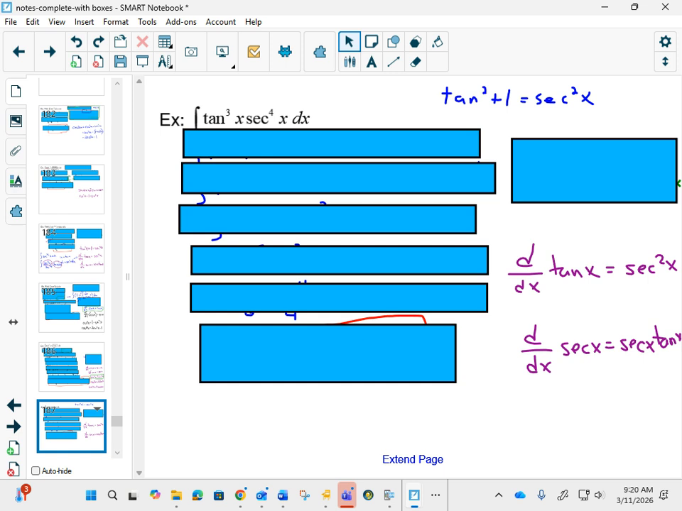Which one of those gets rid of everything? One of them will get rid of everything. One of them will leave either a secant x or tan x left over, which causes a problem.